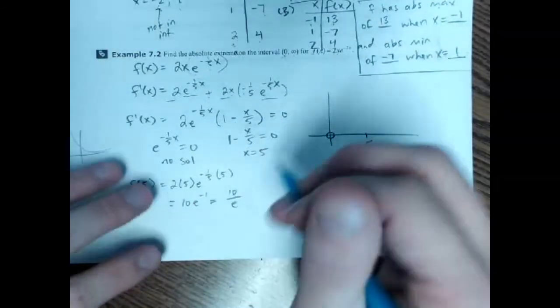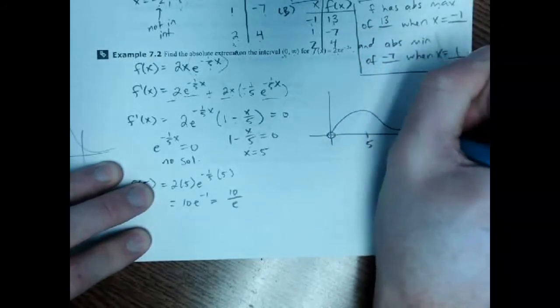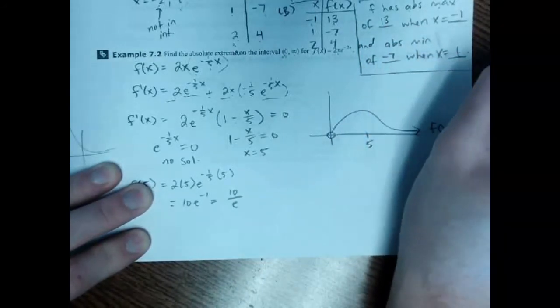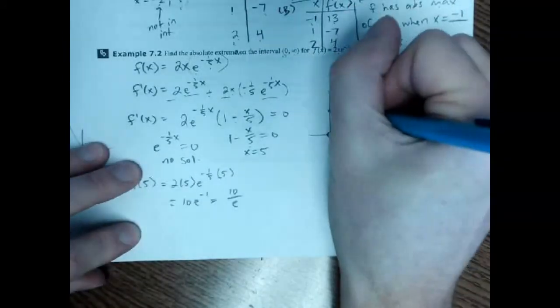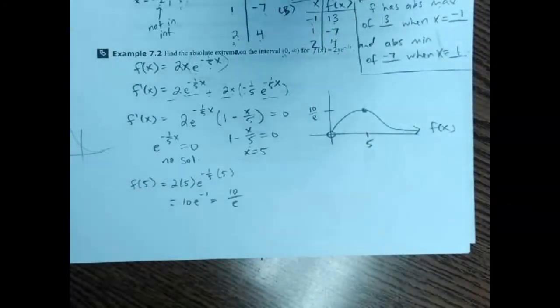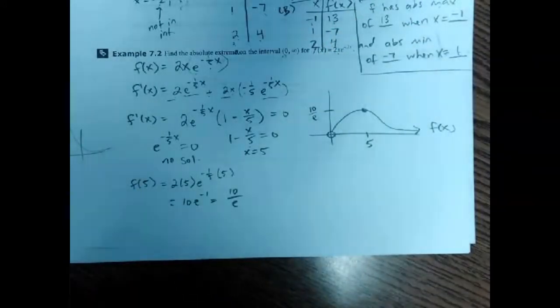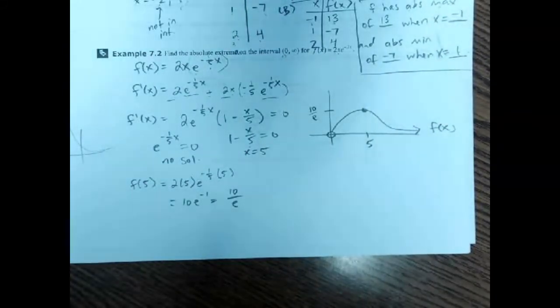And then the function ends up looking something like this, where it goes up, and then it's going to actually come back down. So it does end up having a maximum, and the y value of that max is 10 over e. Remember, e is a number. It's about 2.7. So 10 divided by about 2.7, it's going to be a little bit less than 5.